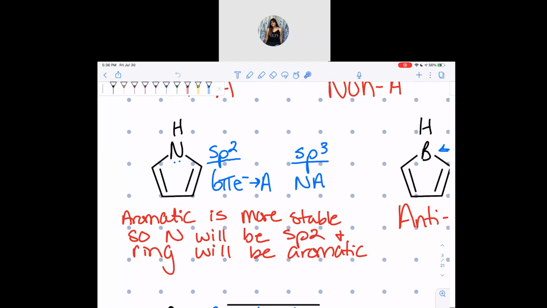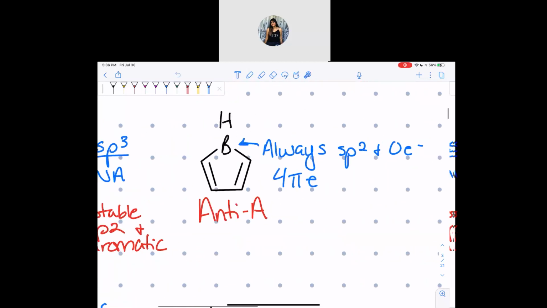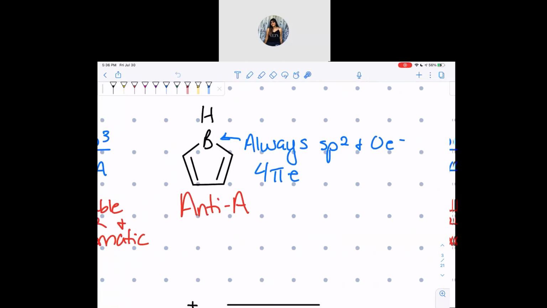Right next door to that, we have a great example of boron. So boron does not get to choose. It always has to be sp2. However, no electrons. So in this case, we have 4 electrons total, and we have to be anti-aromatic. We don't have a choice.